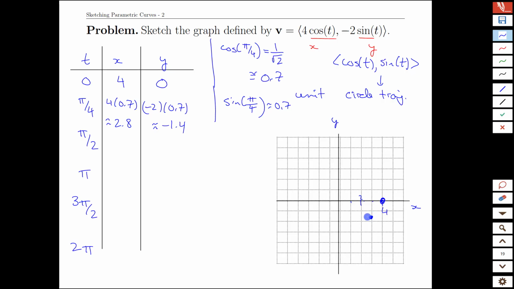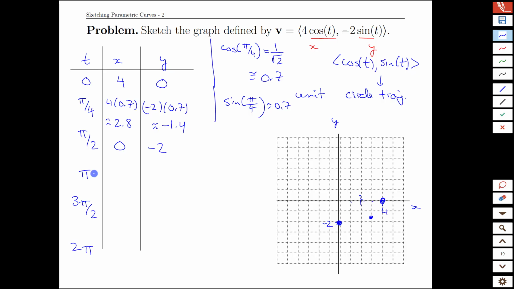So there. Negative 2. And then as we keep going, when you hit pi over 2, cos of pi over 2 is 0. And sine of pi over 2 is 1. 1 times that multiplier at front is negative 2. So not too surprisingly, we're going to continue this circular type trend. We're just going to reach the most extreme y value here of negative 2.